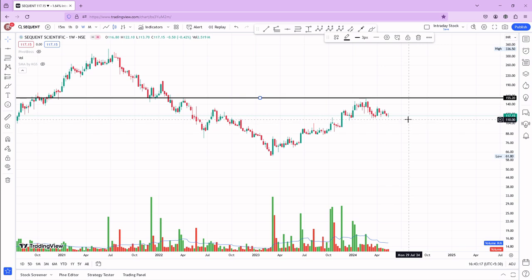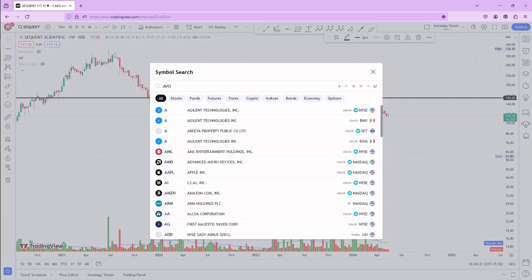So let us wait and watch how this reacts. But I would say if the candles are closing or moving above 155, then that will be the ideal scenario to go long, clear. So this is on Sequent Scientific. Now let me check on one more.